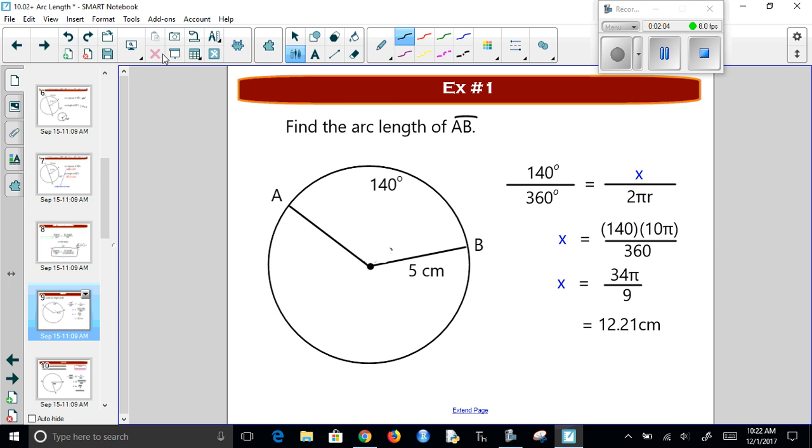So if I want to find the arc length of AB here, I can set up a proportion: 140 over 360 is going to equal x over my circumference. Our radius is 5, so the circumference is 10 pi. Now we multiply it out, and in pi form, it would be 35 pi over 9, or if we wanted it in decimal form, it would be 12.21.